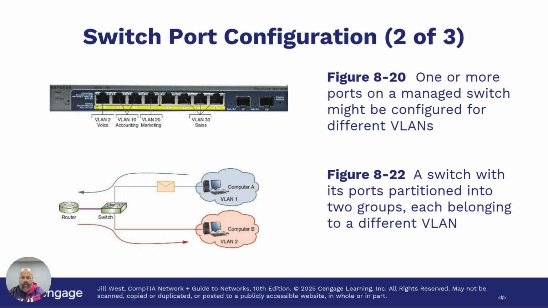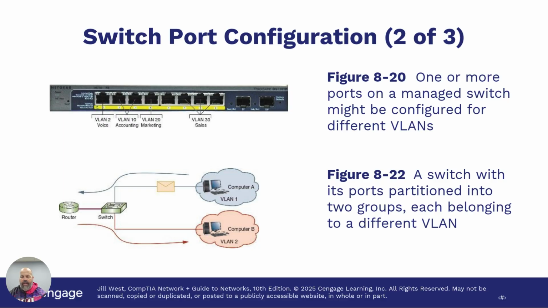They're kind of small, but can you see the labels? It says VLAN 2 for voice, VLAN 10 for accounting, VLAN 20 for marketing, and VLAN 30 for sales. Each group of ports is logically separated even though they're on the same physical device. The bottom diagram shows how this looks in practice.